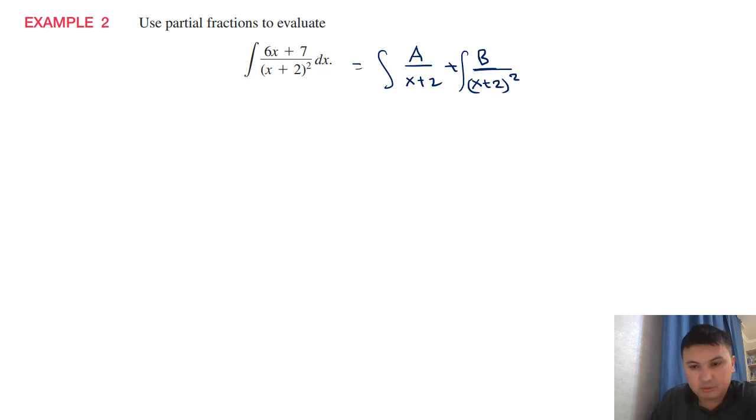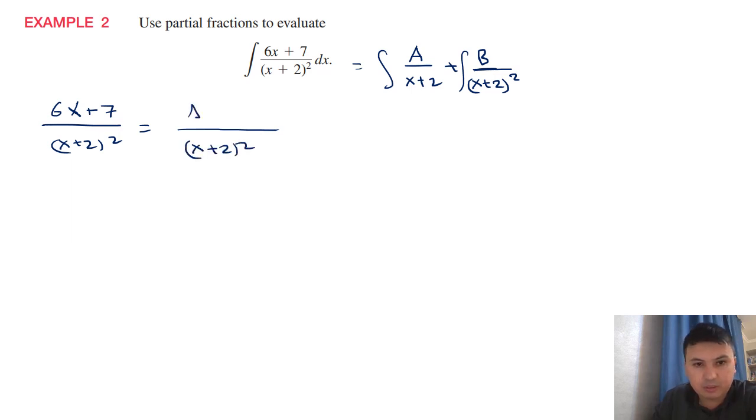Well, as before, let's say 6x plus 7 divided by x plus 2 squared is equal to, here on the right I bring to the common denominator, which is x plus 2 squared, which means I need to multiply a by x plus 2, so it becomes ax plus 2a. For the second one I have b, right? So again, denominators are the same, so the numerators must be the same.